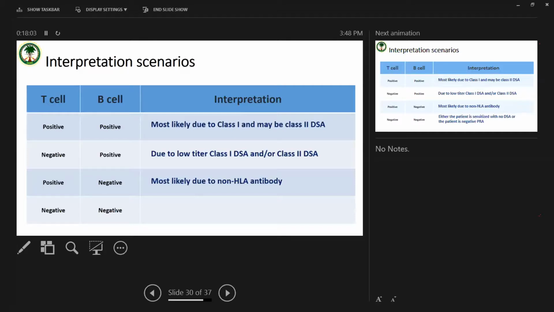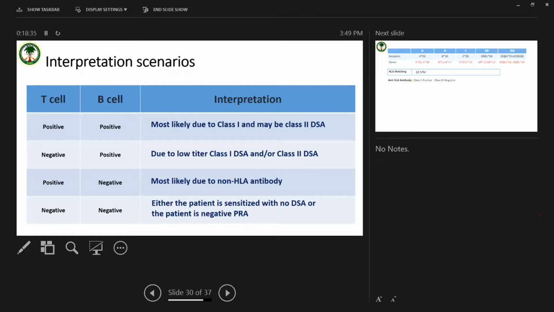Scenario number 3 is T cell positive and B cell negative, most likely due to non-HLA antibody, as the B cell is negative and it expresses HLA molecules. However, I would also like to emphasize that there are a couple of studies showing this type of phenomenon, particularly if the antibody, for example, is against the C locus and is picked up by the T and the B. But usually we should not routinely see this type of scenario.